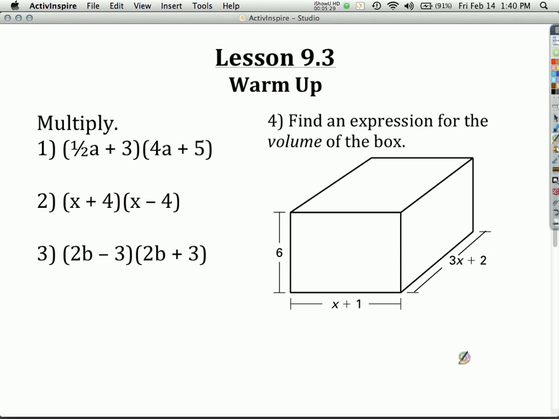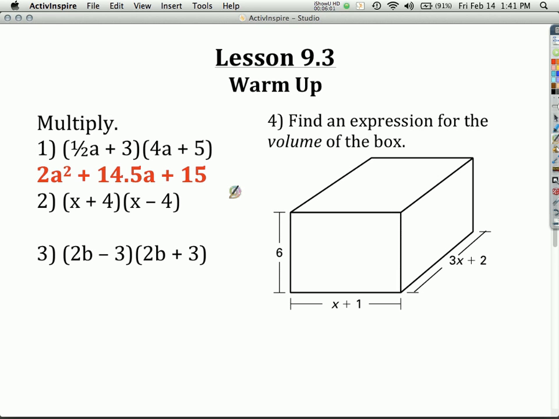Number 1, 2a squared plus 14.5a plus 15. Okay. I think that was the same thing you just said in decimal form, Hezekiah. 2a squared plus 14.5a plus 15. I don't care if the 14.5 is in fraction or decimal form, it doesn't matter.